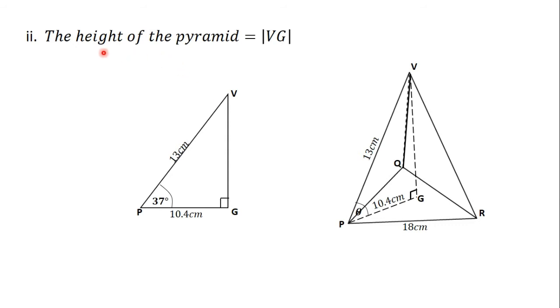The next part of the question said we should find the height of the pyramid. From this diagram here, VG is the height of the pyramid. So if we pick the points PVG, we will have this right angle triangle here, and the angle at P is theta, which we have just found to be 37 degrees. We have PV as 13 centimeters, PG as 10.4 centimeters, and we are looking for VG.